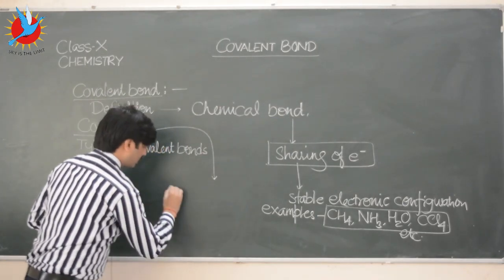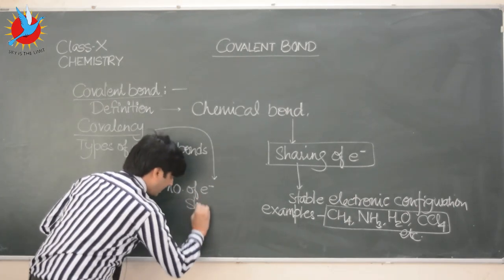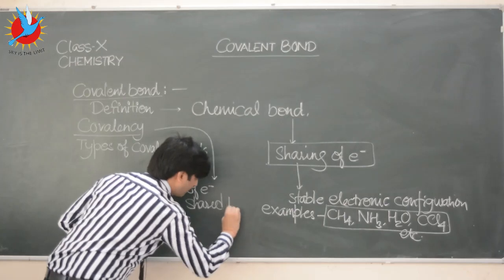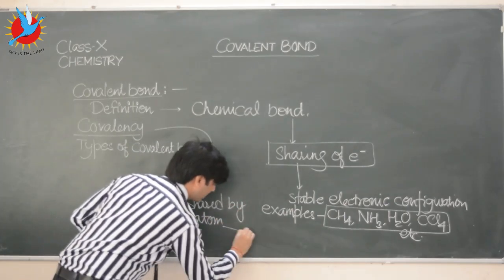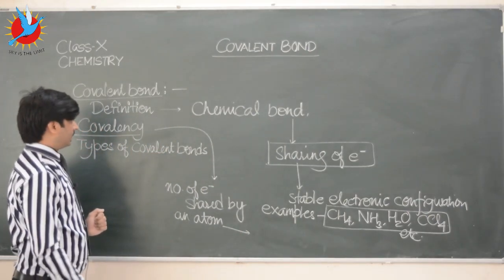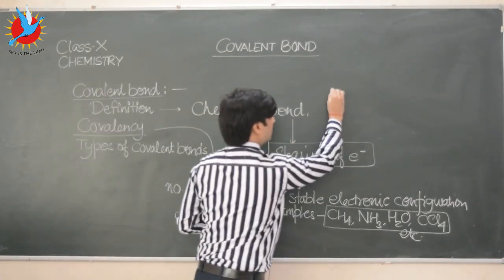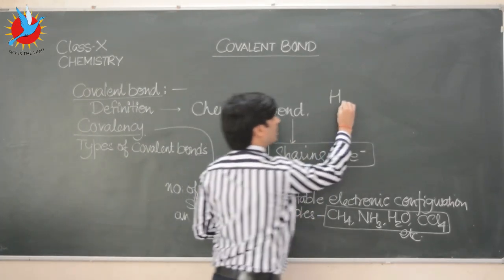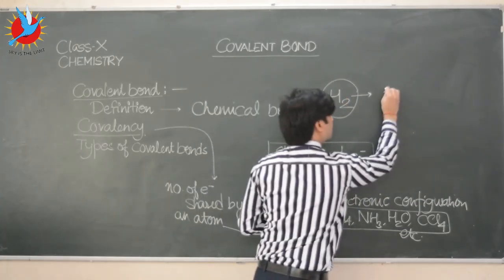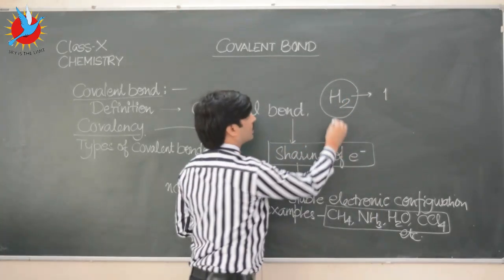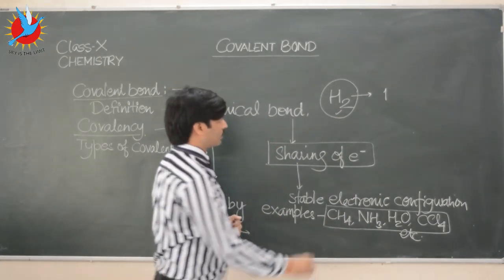Now we are talking about covalency. Covalency means the number of electrons shared by an atom to get the stable electronic configuration. If we are talking about the covalency of hydrogen, the covalency of hydrogen in H2 is equal to 1, because it is going to share one electron with the other hydrogen atom.